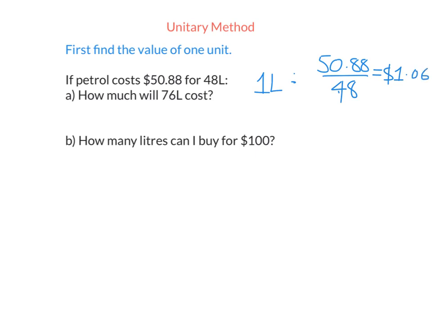1 litre costs $1.06. So 76 litres, well, that will just cost 76 lots of $1.06. That's all I need to do. And so if I put that on my calculator, I get $80.56. That's how much I'll pay for 76 litres. So now I want to know how many litres can I buy for $100.